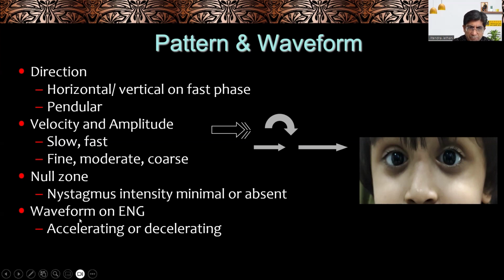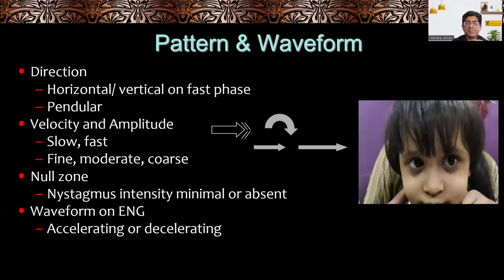Now, as per the waveforms on electronystagmogram, and we will talk about it later, the slow phases can be accelerating or decelerating, which means that the velocity of this particular slow phase is gradually increasing or gradually decreasing and coming to an end, from where the fast phase will take over. Depending on whether it is accelerating or decelerating, there is a difference in management, a difference in morphology, and a difference in what the patient would have. So broadly, we can classify nystagmus on the basis of velocity waveforms of the slow phase also.